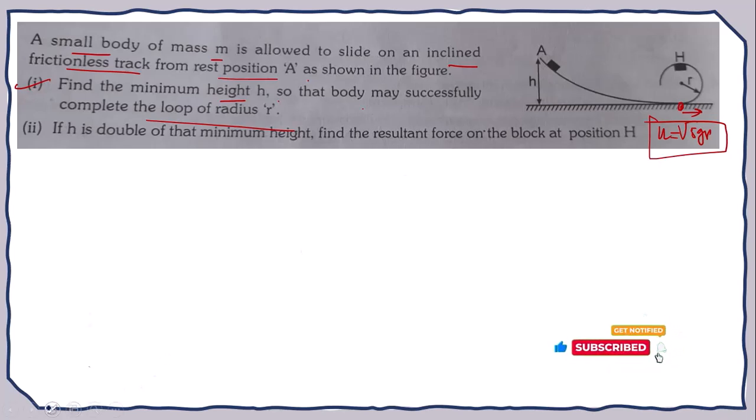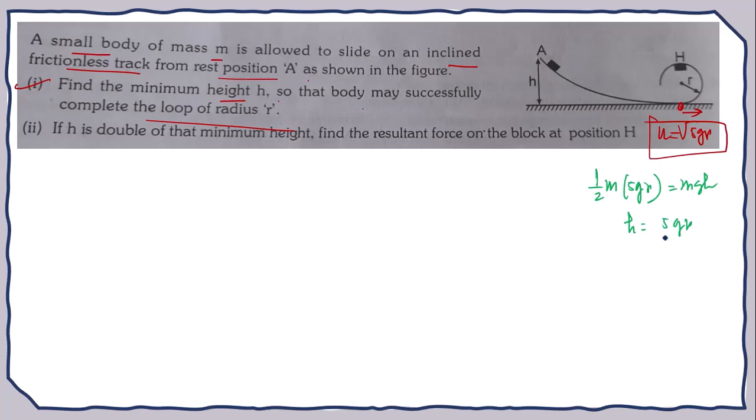So the kinetic energy corresponding to that situation should be equal to half m into 5gR. That should be equal to mgh, the potential energy. So if I calculate h, h should be equal to how much?